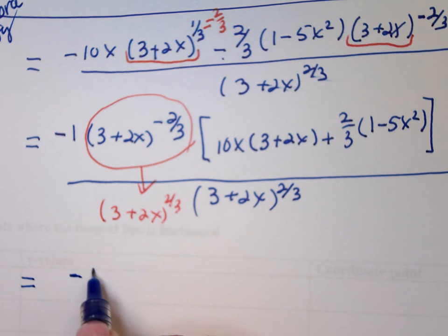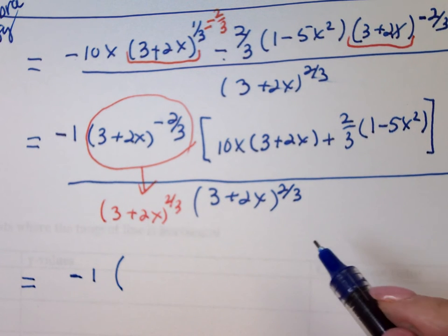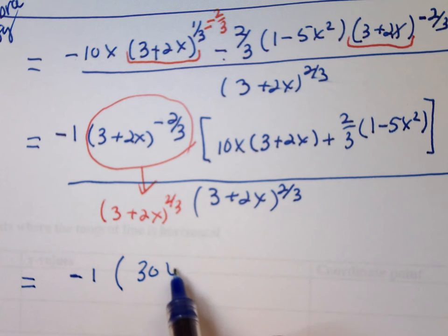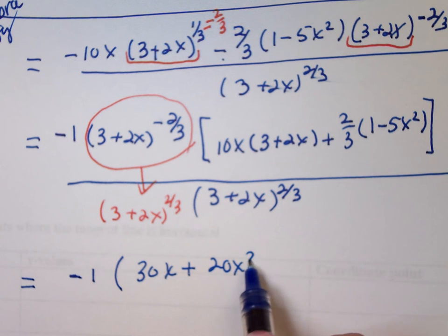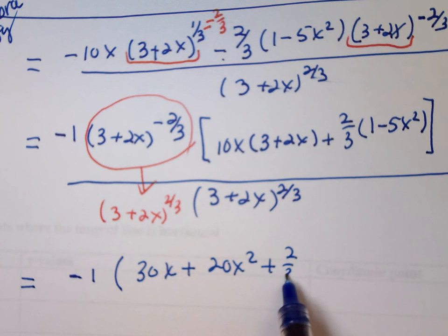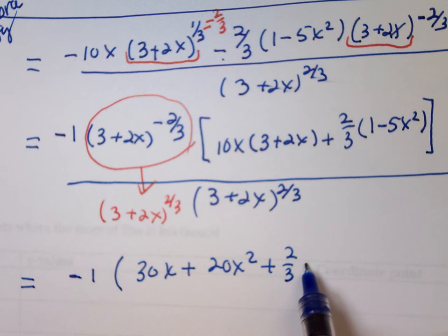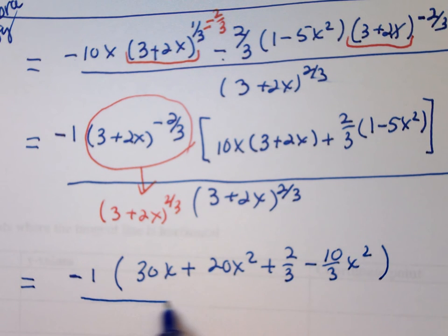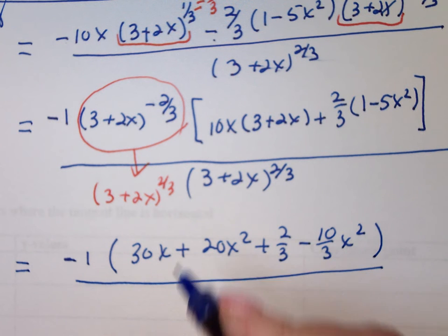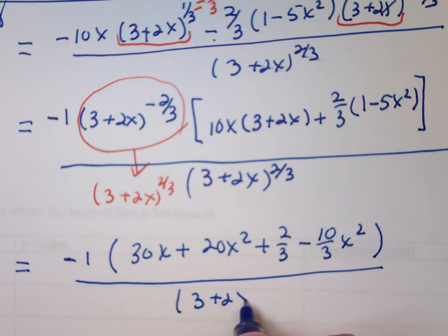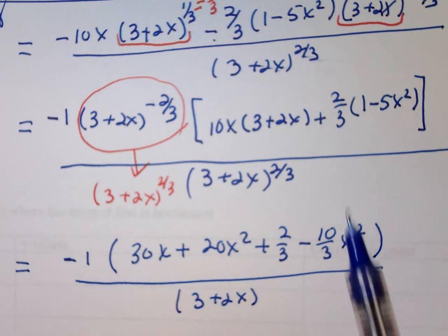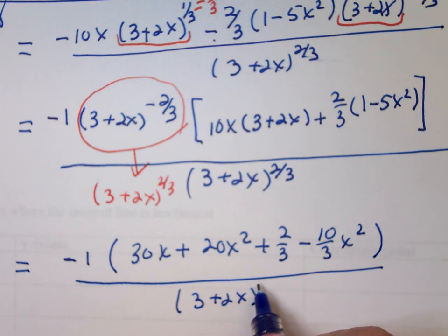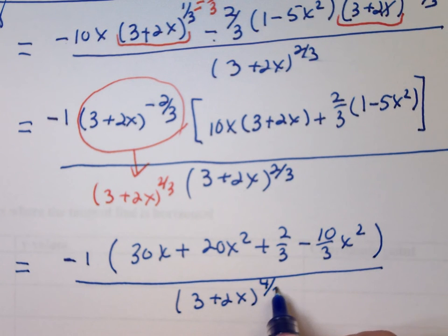So this is going to be minus 1 times 30x plus 20x squared plus 2/3 minus 10/3 x squared all over 3 plus 2x to the, this times this is going to be 3 plus 2x to what power? 4/3, yeah. Add the exponents.